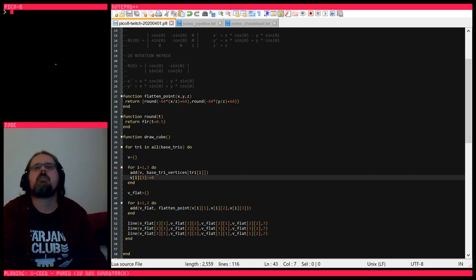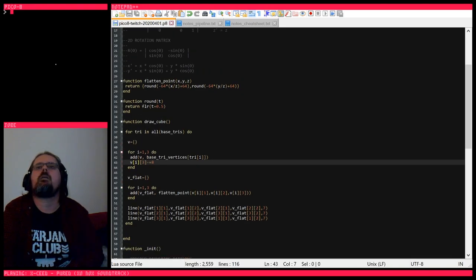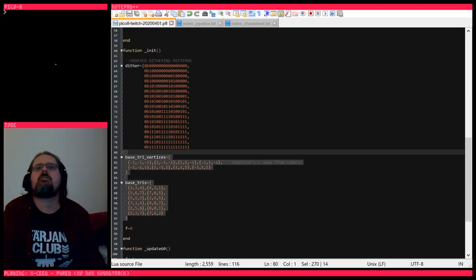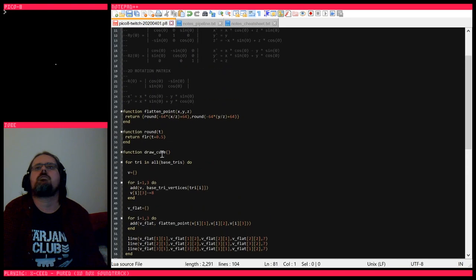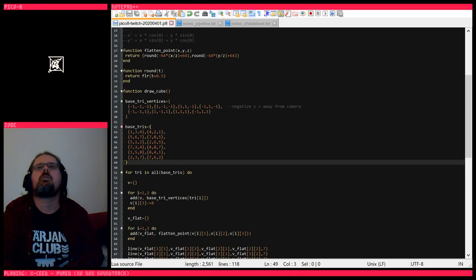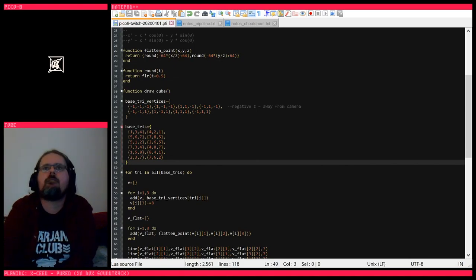Okay. Yes, of course it's not supposed to do that. I need to redefine these in the draw loop, obviously. So let's see now. Yes, now we have a cube, and we notice that we have in fact misdefined it.